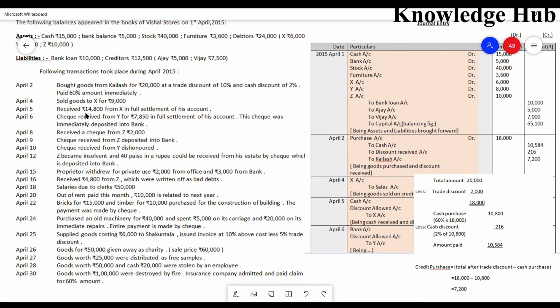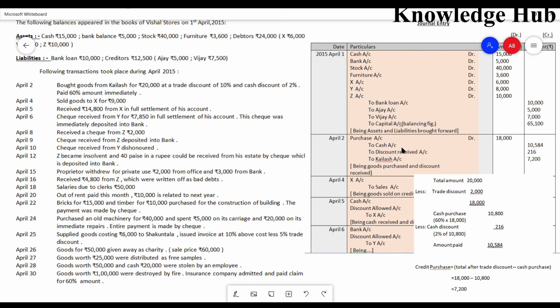Since I have made a purchase of goods, so I'm going to debit my purchase account. But the amount will be 18,000 and not 20,000 because on purchase I have received an instant trade discount of 10%. So I will not record this amount. I will record the amount which I have paid, that is an amount of 18,000 after receiving the discount. So I have debited my purchase account with 18,000.